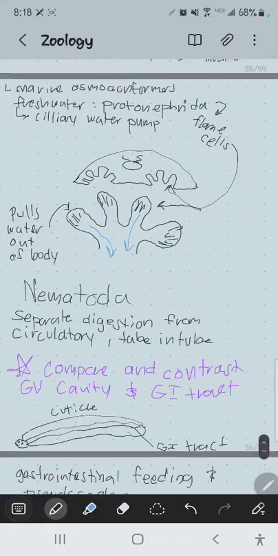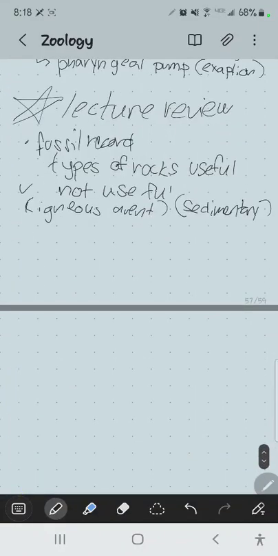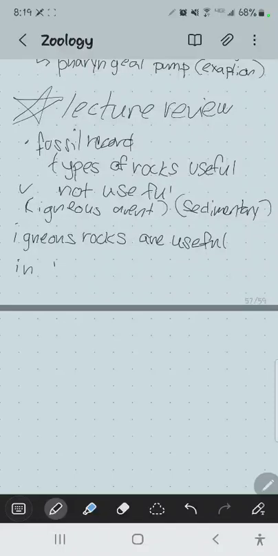Igneous rocks are useful, but only in potassium-argon dating, right? In potassium-argon dating, you're looking for ash or lava or pumice. Those igneous rock layers are useful for getting a radiometric date, but usually there are no fossils in them, right? So you're basically trying to get the actual date using potassium-argon dating, and then you're saying that the sedimentary layer is younger or older than that date. That's how it works.